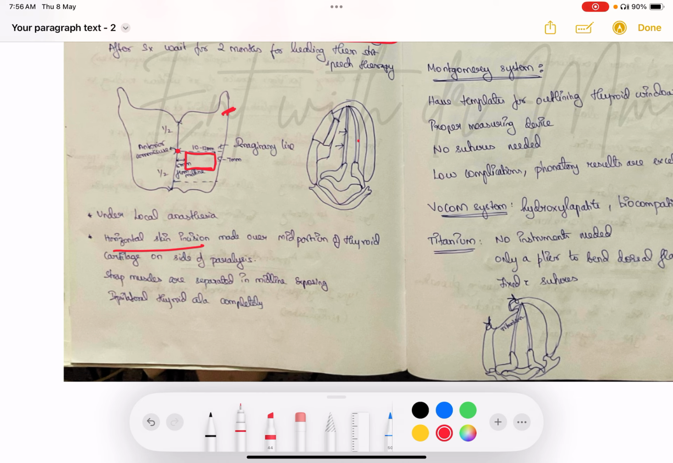So 5 mm from the midline, a window is created which measures about 10 cross 5 mm or 12 cross 7 mm. After creating a window, this is the thyroid cartilage and this is the window. After creating a window, an implant is placed in the window. This will push the vocal cords medially. So this is the concept of type 1 thyroplasty. Okay, you are putting an implant and that will push the cords medially.